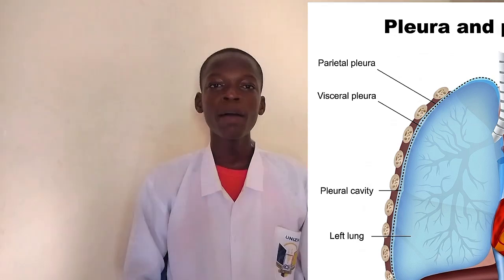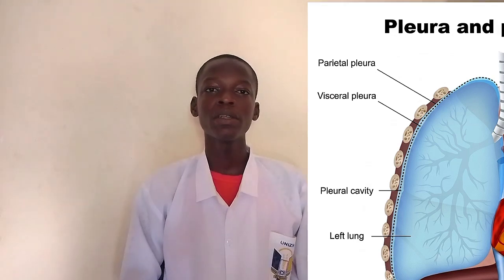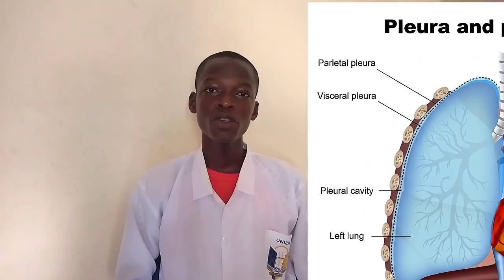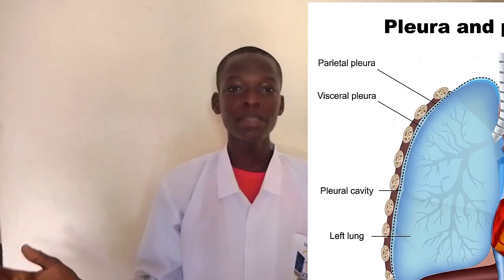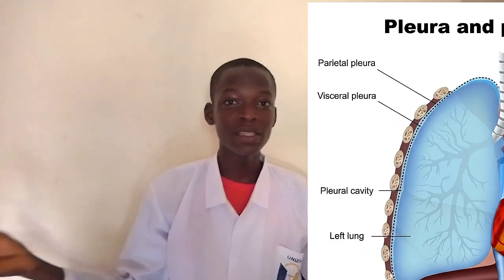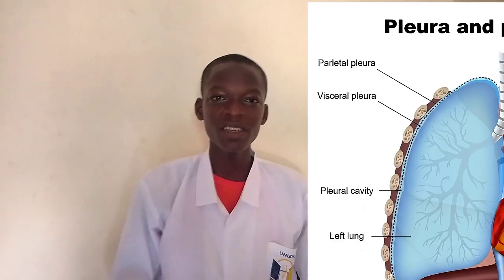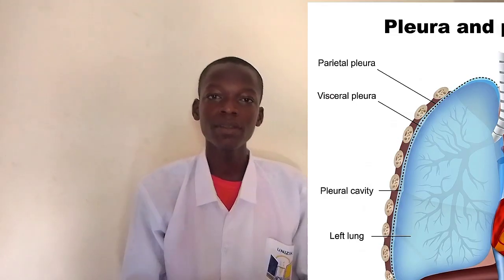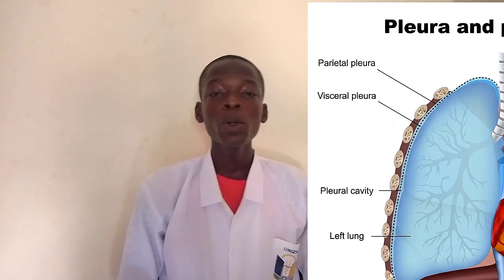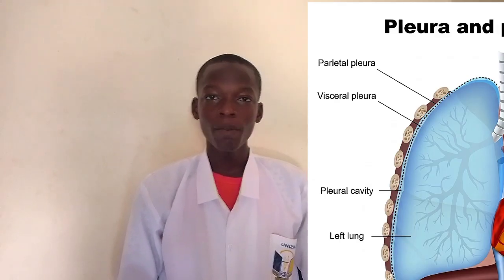And this visceral pleura is bound strongly to the lung. It extends into the depth of the fissures of the lung. When we talk about the lungs, you know that there are different lobes of the lungs, and in between the lobes, there are fissures of the lungs. So this visceral pleura extends into the depth of the fissures of this lung. That is why it is bound tightly to it, and it is not separable easily. So this is all about the visceral pleura.